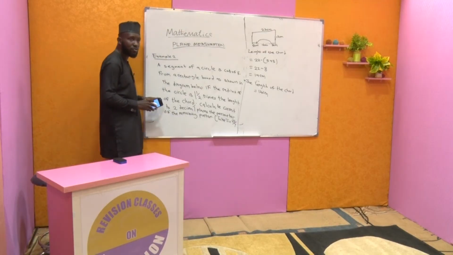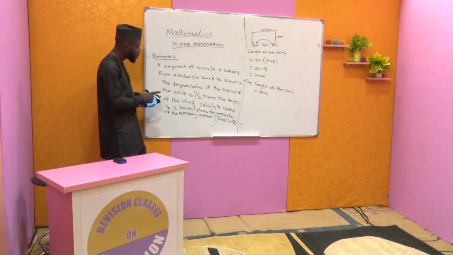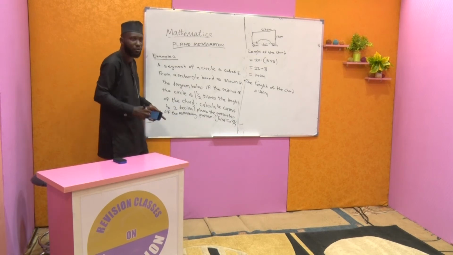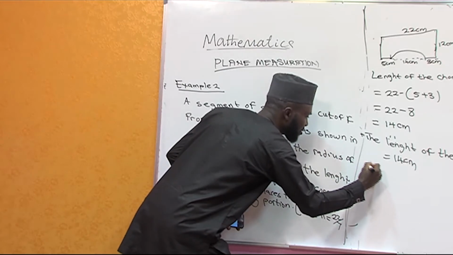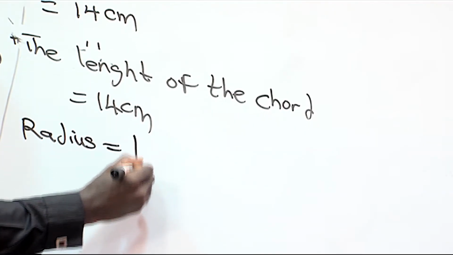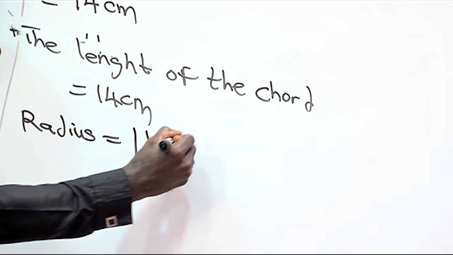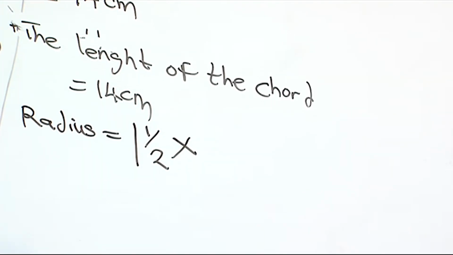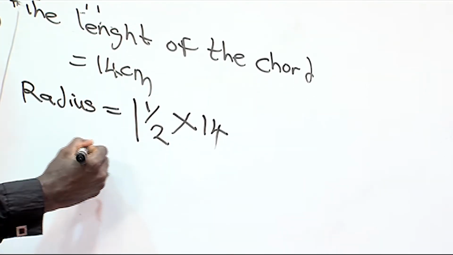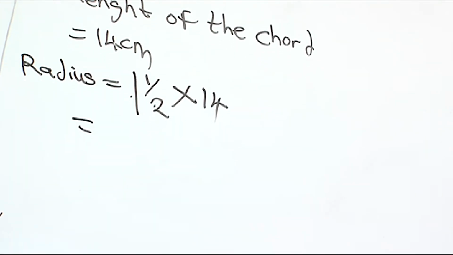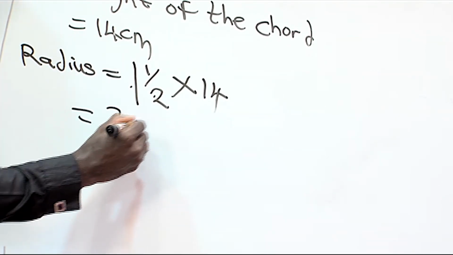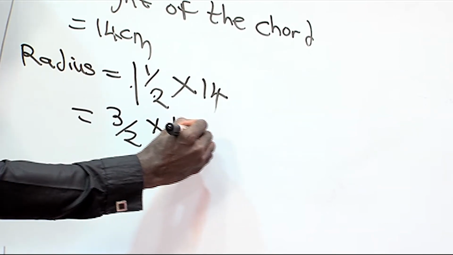But going back to the question, we are told that the radius is 1 whole number 1 over 2 times the length of the chord. Which means the radius is going to be 1 whole number 1 over 2 multiplied by the length of the chord, which is 14. Then 2 multiplied by 1 gives me 2, plus 1 gives me 3. So I have 3 over 2 multiplied by 14.